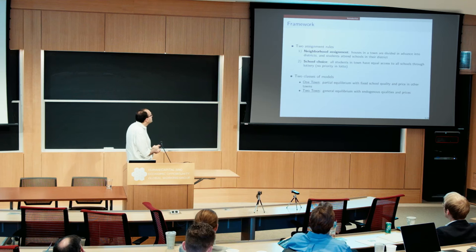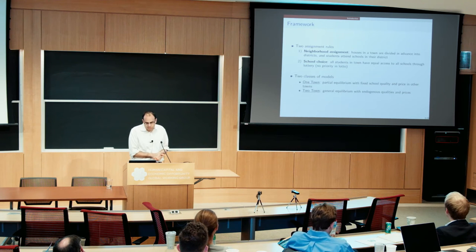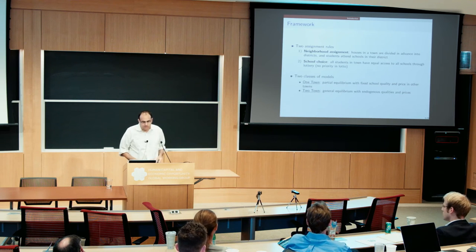The project, we're thinking about two classes of models. The first model we call the one-town model. So this is partial equilibrium in flavor.